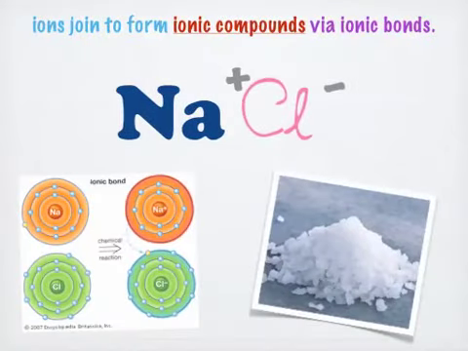So how do they hook up? Well, they hook up because they have charges now. So they make an ionic bond based on their opposite charge, sort of like a magnet. And this NaCl makes table salt.